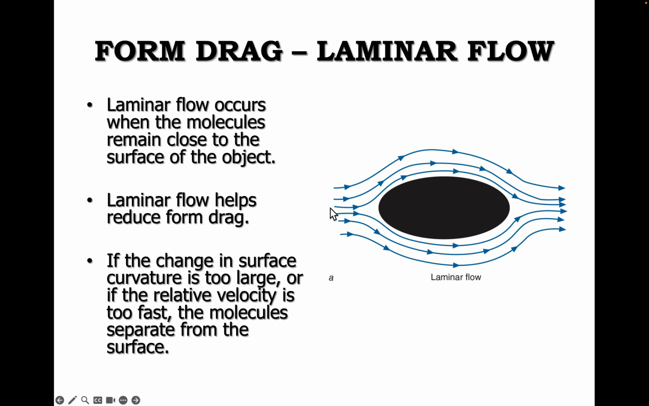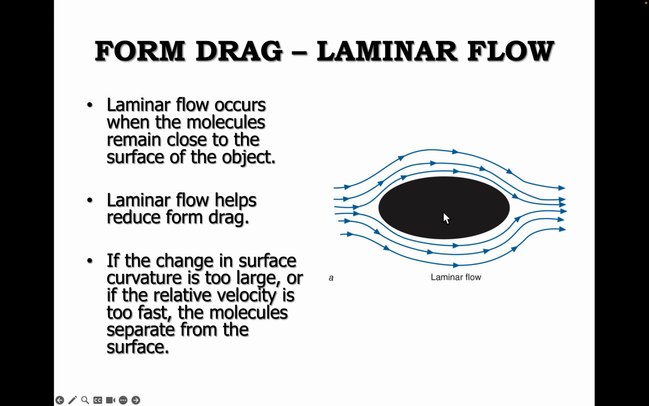So with form drag, we need to understand how these air molecules flow around the object. One of these important concepts is going to be laminar flow. What laminar flow states is that the molecules remain close to the surface of the object. So you'll see this, let's say it's a football being thrown to our left as we're looking at this, meaning the air molecules are flowing around this object from the left side to the right side. You'll notice these air molecules flow very close to the object from the front all the way to the back.